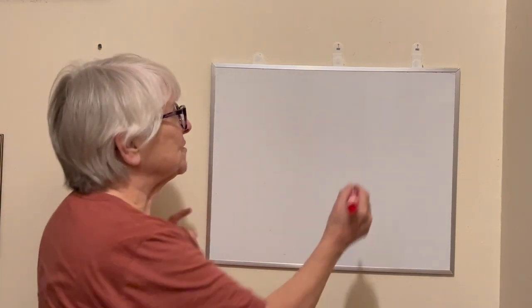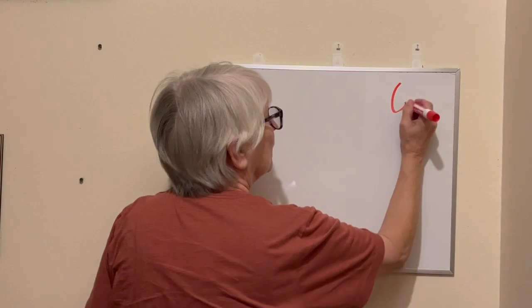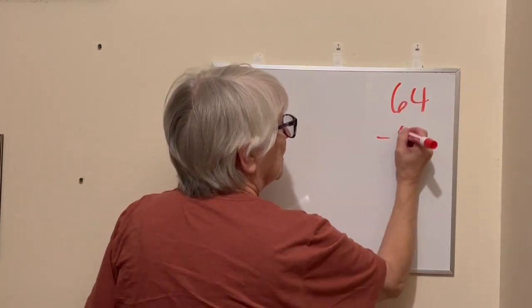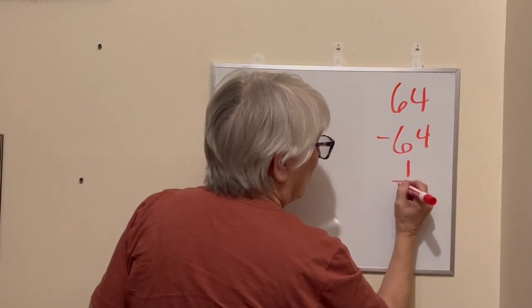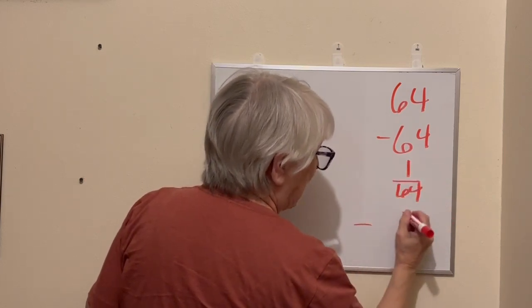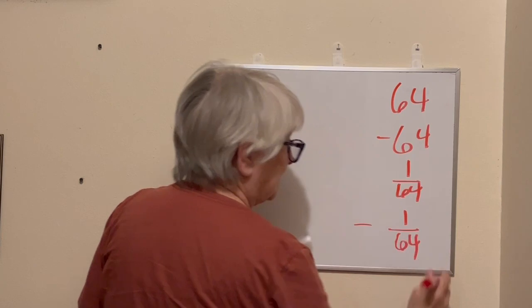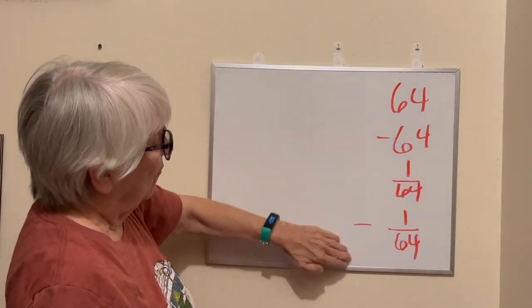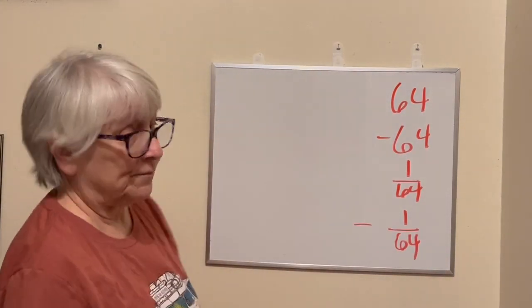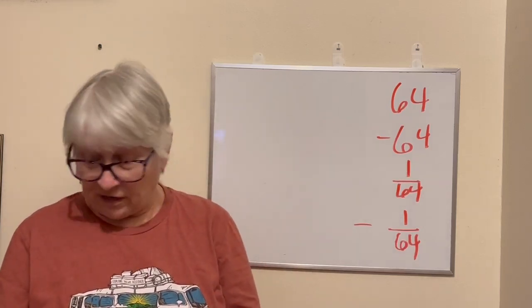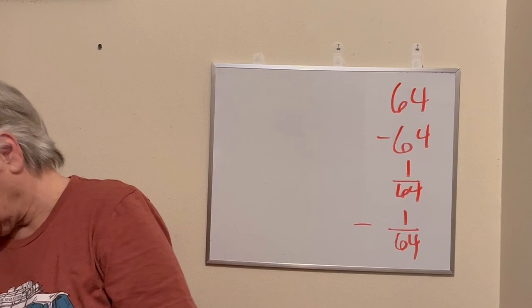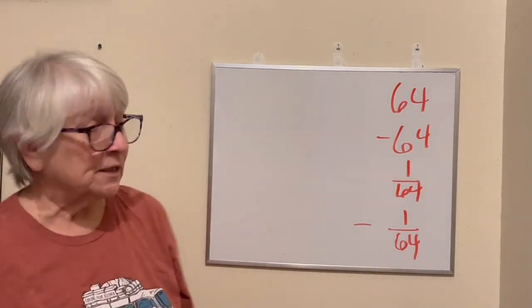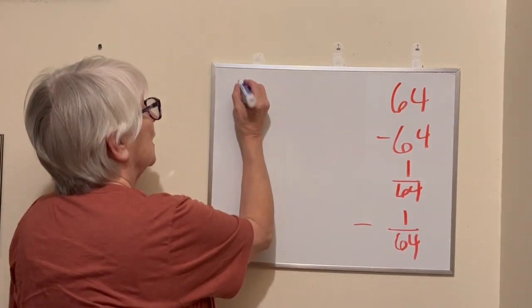Now, I'm going to put some answers down here. 64, negative 64, 1/64, and negative 1 over 64. Okay? 4 answers. 4 different answers. I'm going to put up 4 problems. They're all different. Let's see if we get a different answer to each one.